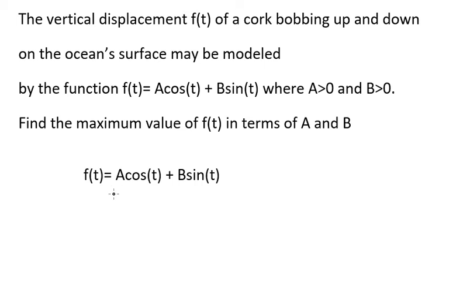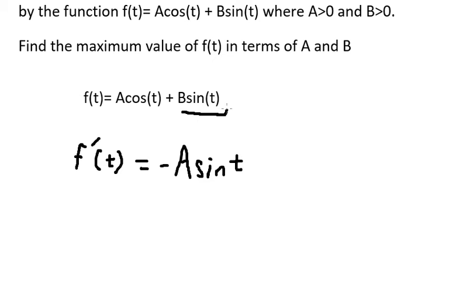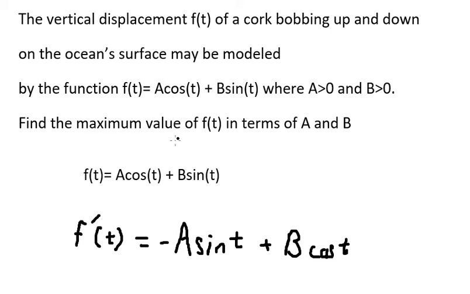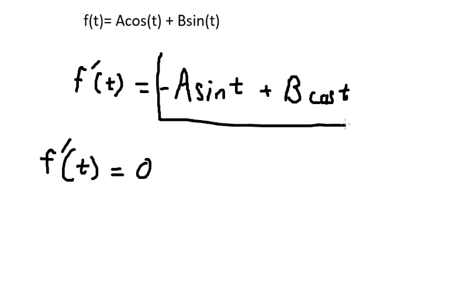So the first thing we need to do, we need to find the first derivative of f of t. The first derivative of cosine t is negative sine t. The first derivative of sine t is cosine t. Because we want to find the maximum value, we need to find the critical value, setting the derivative equal to number 0. That means this one equals to number 0.